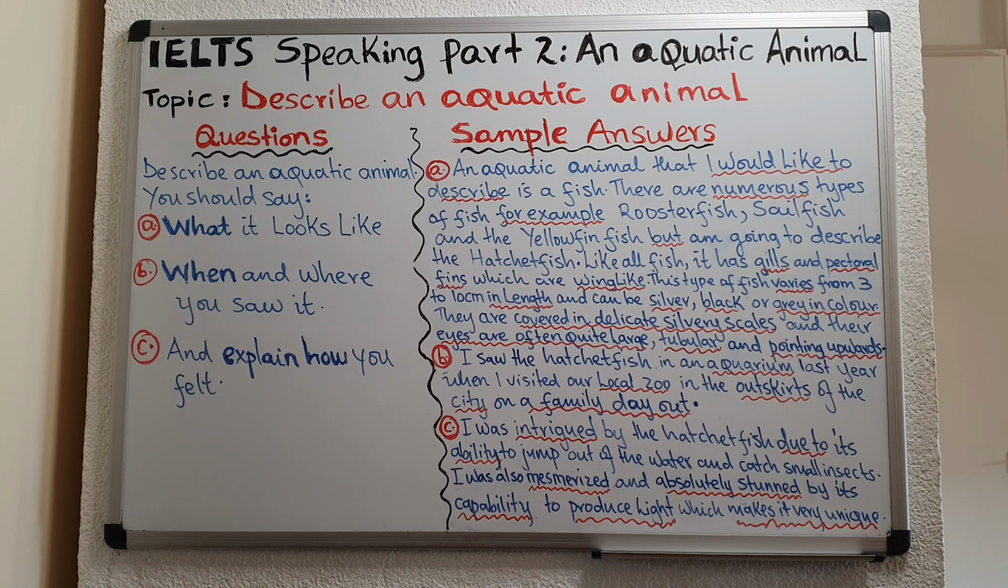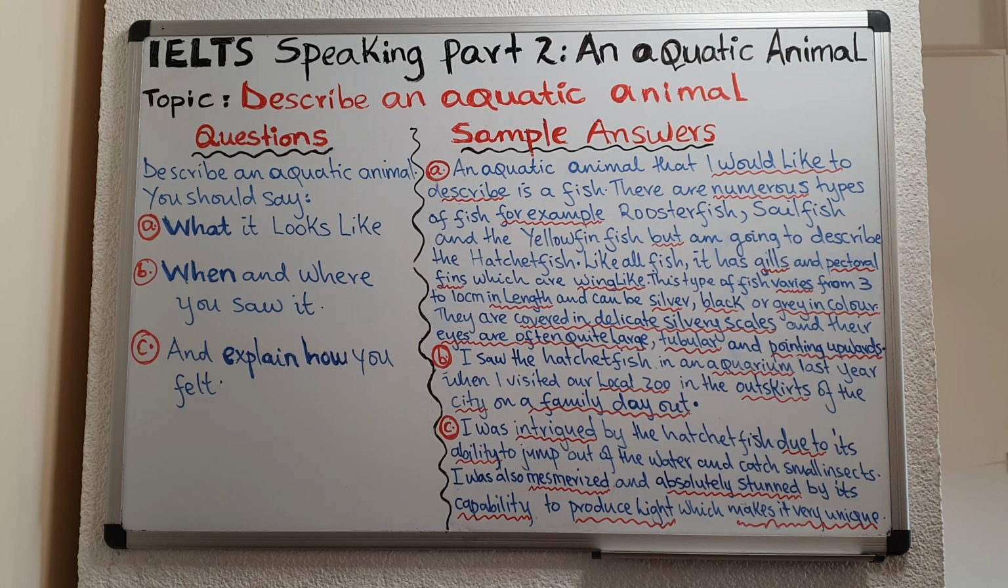I was also mesmerized. When you're mesmerized, you're fascinated. Remember, you're aiming for a band 9, so you need to use advanced vocabulary. Mesmerized means fascinated. And absolutely stunned. Stunned means shocked. I was absolutely stunned by its capability.